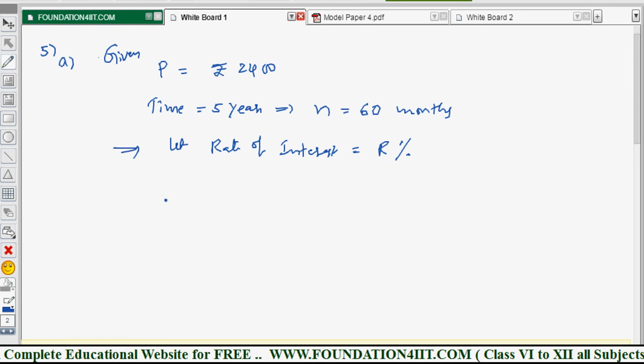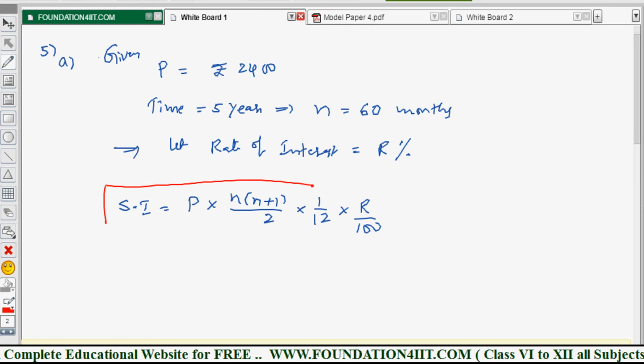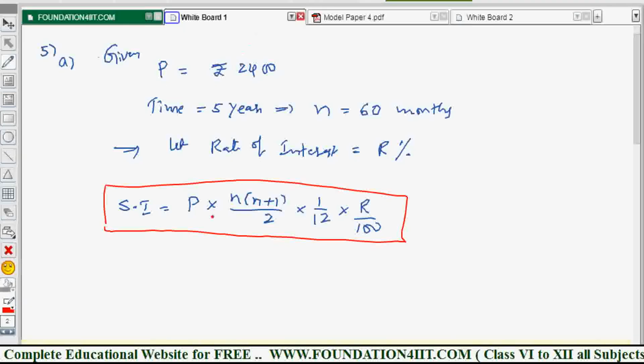Now we will apply the formula. So simple interest is equal to P into n into n plus 1 by 2, okay, this is the formula, and 1 by 12 into R by 100. So this formula will apply in this problem. So you need to remember. And the maturity value is also mentioned here, so that formula will apply. Then according to this, the maturity sum is also given. So let us take that value also.